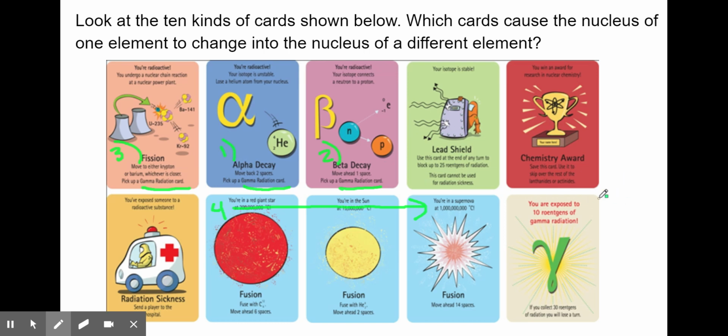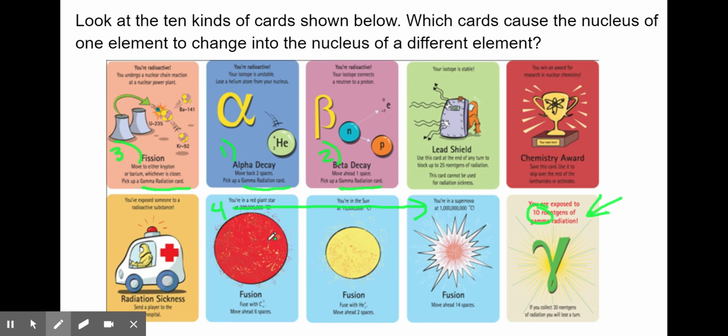Well, what is a gamma radiation card? Take a look down here, on the right-hand side. You see the gamma symbol here, and it says if you collect 30 Rankins of radiation, you'll lose a turn. Gamma radiation is a really strong form of energy. You will see different values for the radiation listed on this card as well.